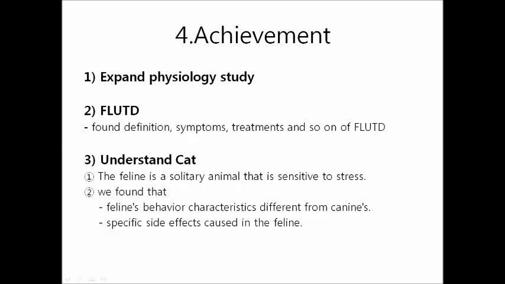In a study of a FLUTD case report, the feline is a solitary animal that is sensitive to stress. They are influenced by water supply conditions, living in a multi-animal household, or the litter tray in the outbreak of FLUTD. So, we found that felines' behavioral characteristics differ from canines, and specific side effects are caused in the feline.